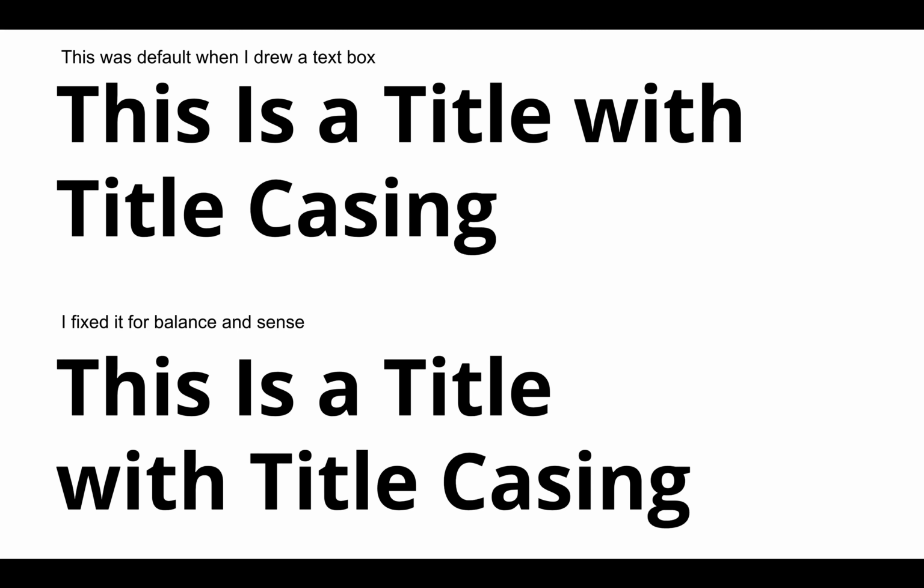And just as an example, when I was making this slideshow, I had just pulled out a text box and wrote, this is a title with title casing, on that slide you saw before. But I was like, well, this width over here makes this a little longer. It doesn't make sense. So I just simply put a soft return in.